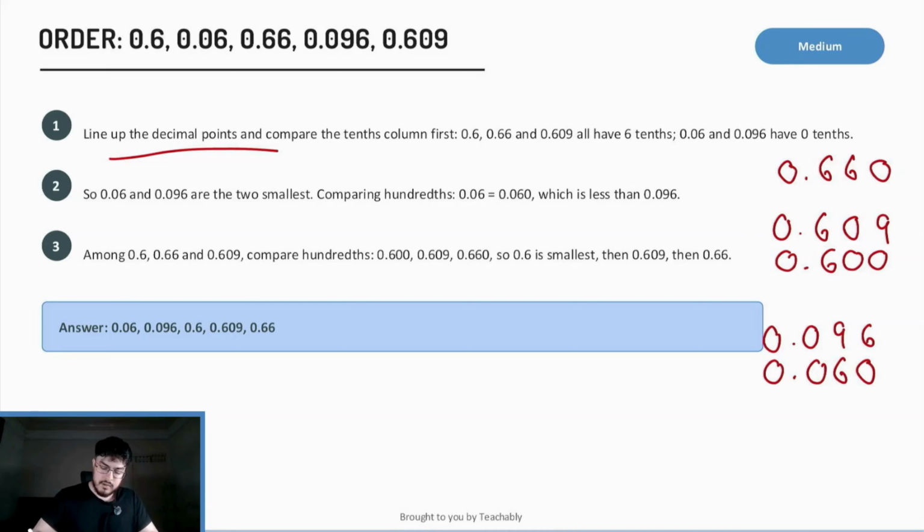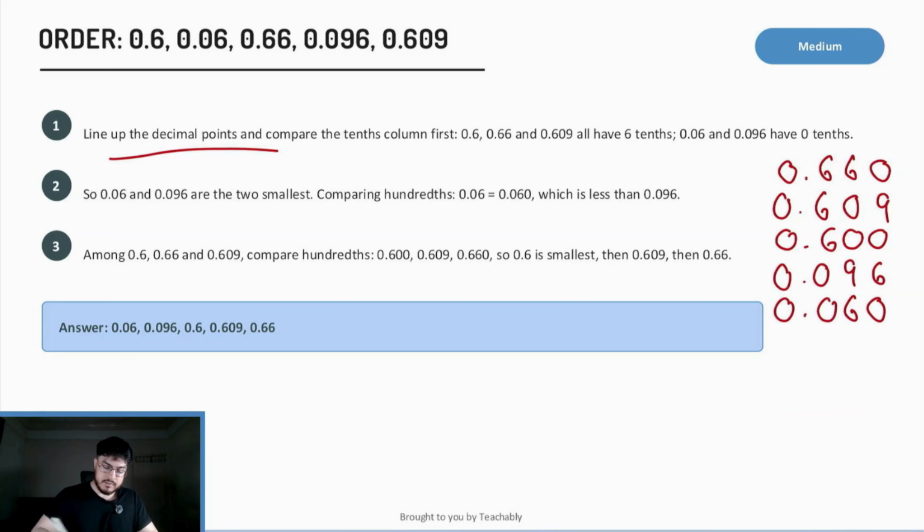And so I'm happy with that order. I know that this is the correct order as well, and so this would actually be the correct order of the decimals. So if we look at the next step here, it says 0.06 and 0.096 are the two smallest, and it's because of what I was saying. Comparing hundreds, we've got 0.06 is equal to 0.060, which is less than 0.96.